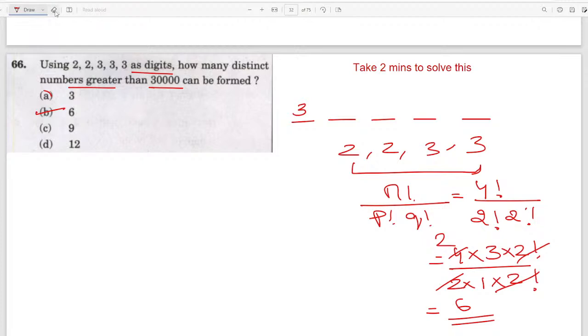I hope this is clear. If you have any doubts, please ask. Shweta, is this clear?